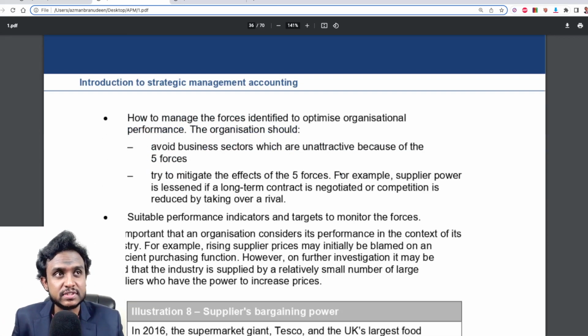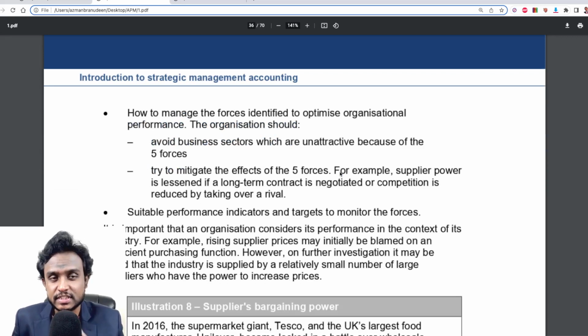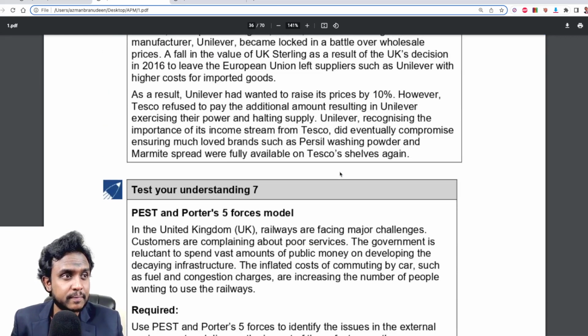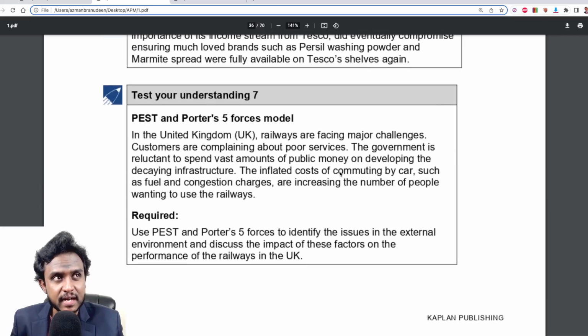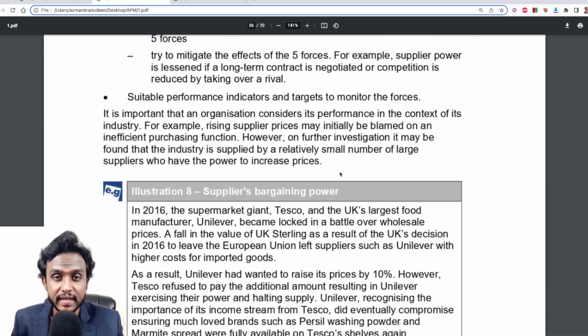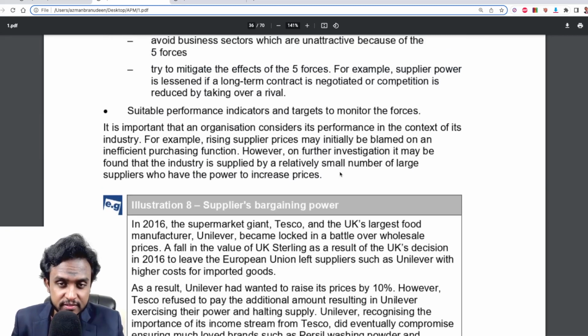How to manage the forces identified, and suitable performance indicators and targets to monitor the forces. So KPIs, performance measurements, and mechanisms to keep reviewing and monitoring them. There's an example. So that is how Porter's five forces essentially gets used. It's a good exercise for you to try.